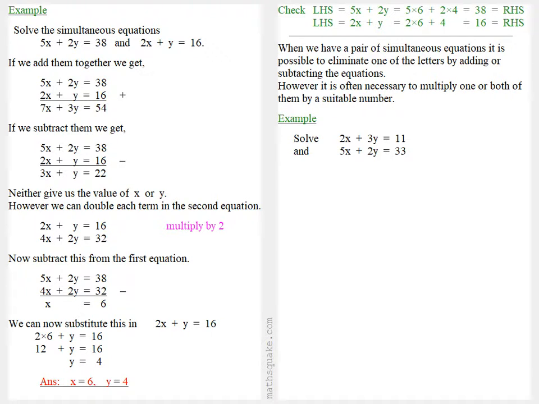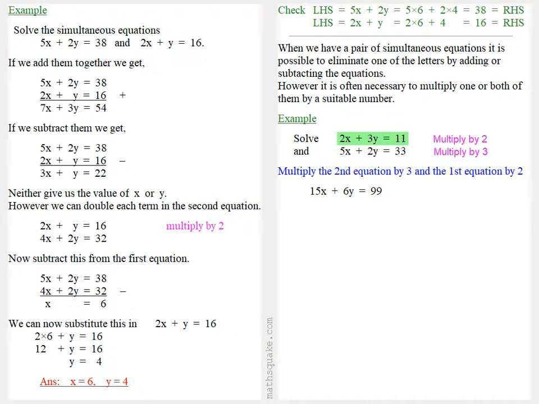For example, let's solve 2x plus 3y equals 11 and 5x plus 2y equals 33. Now what we'll have to do is multiply the second equation by 3 and the first equation by 2. So multiplying the second equation by 3 gives us 15x plus 6y equals 99. And multiplying the first equation by 2 gives us 4x plus 6y equals 22.